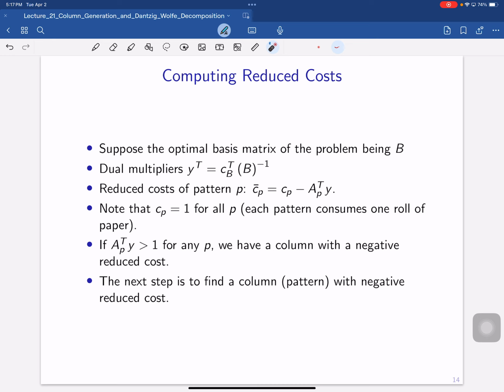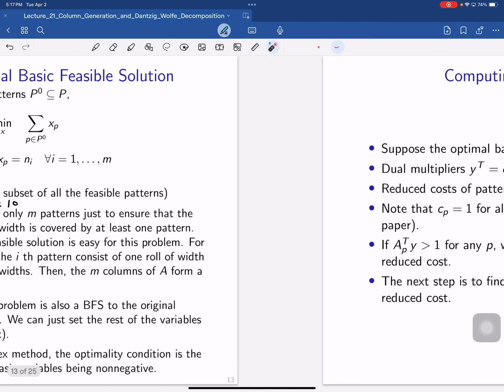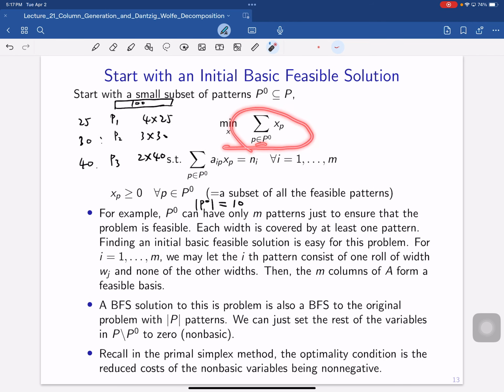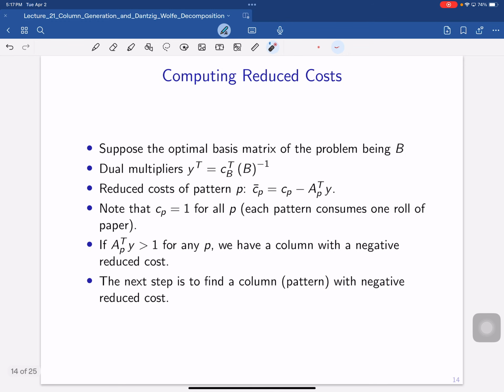And here we have all the CP equal to 1, right? Because in the objective, the coefficients for all the XP are 1. Then basically you need to check whether AP transpose Y is strictly greater than 1 for a given P or not, right? If that is the case, we have a column with a negative reduced cost, then we need to add it back, right? So how do we find the columns with a negative reduced cost? Actually, we will show that it can be formulated as an integer programming problem. You don't enumerate all the possible columns. Okay.